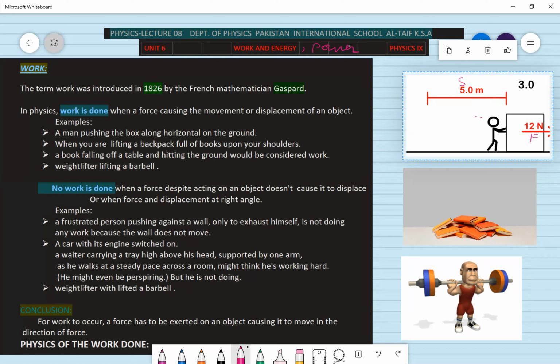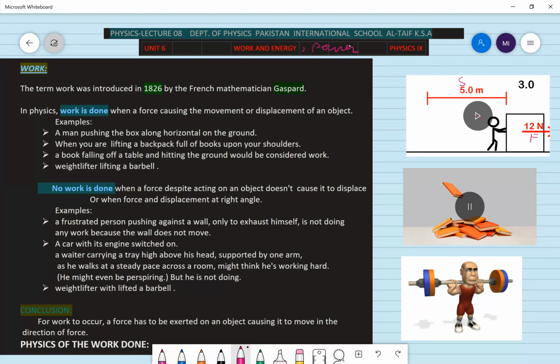When you are lifting a bag full of books onto your shoulder, we say that you are doing work at the time when you pick your bag up to your shoulder. So we say that work is done. A book falling off a table and hitting the ground would also be considered work done. You see, the diary falls, and we say that work is done, right?